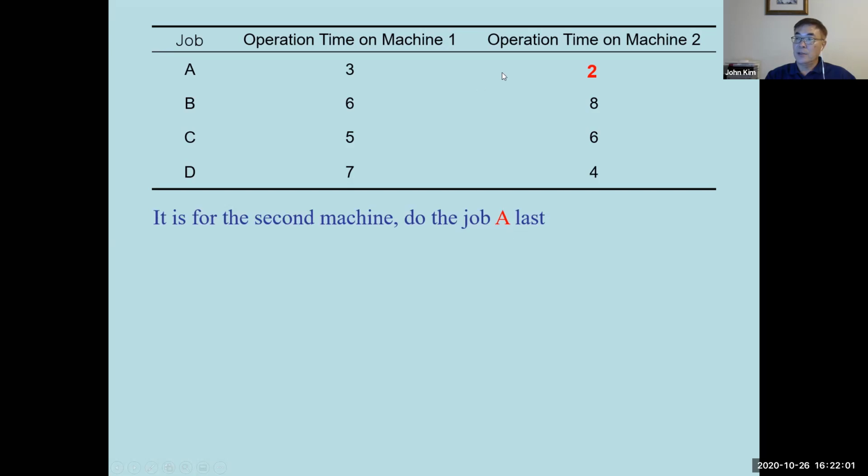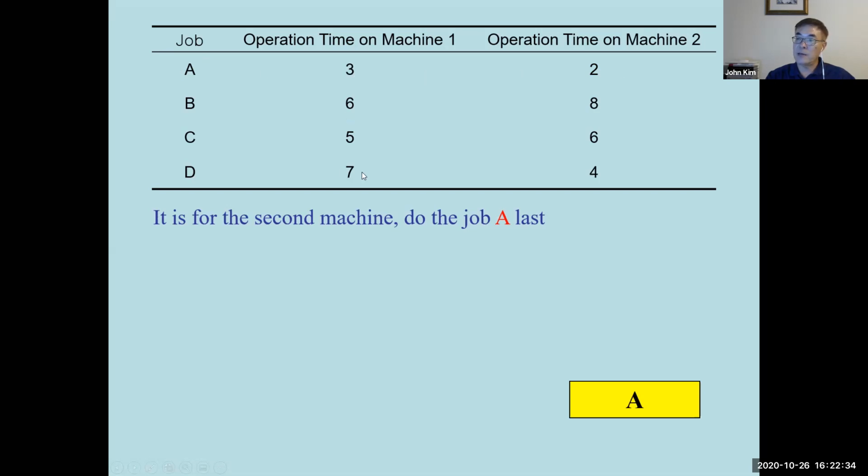And then this is the shortest time for the second machine. So do job A last, because it's on the second machine. So place job A last. And then the remaining times, job A is already assigned, so close it out.